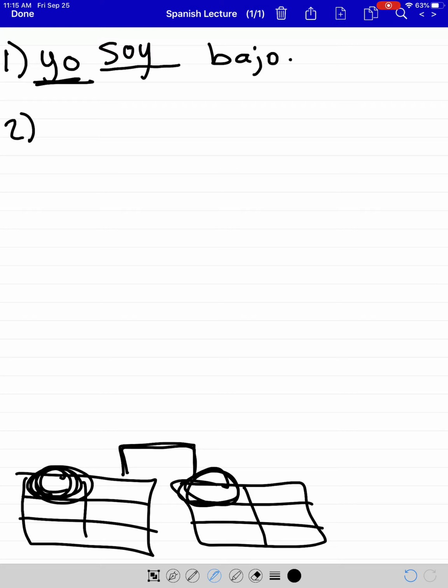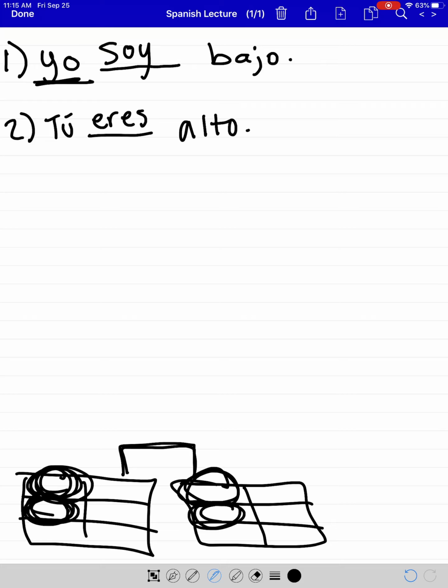Or if I have tú, blank, alto, now I'm circling the word tú, which is in this box, which means I'm going to use the verb form in this box. Eres alto.